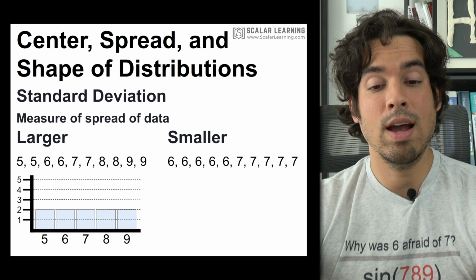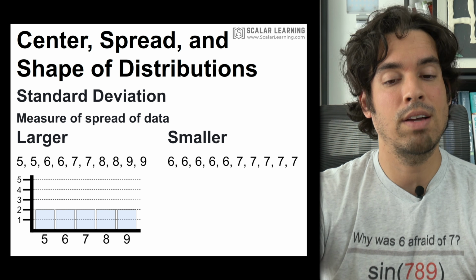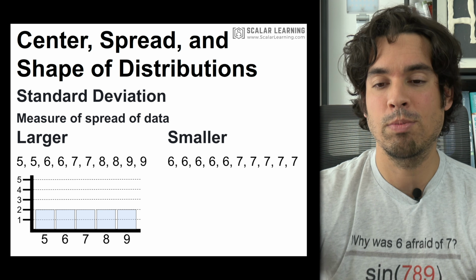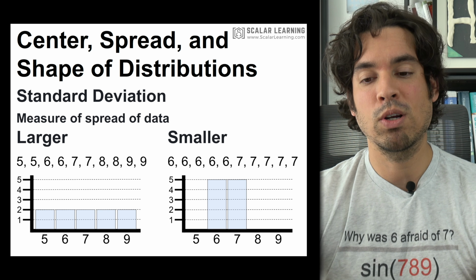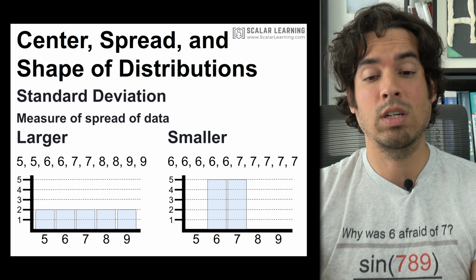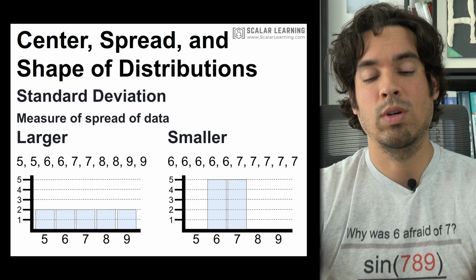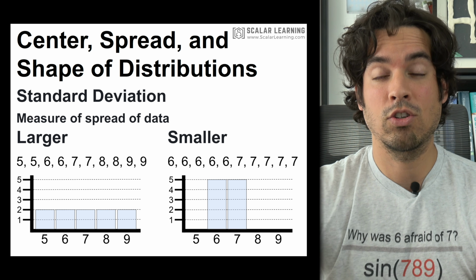And now what does the graph look like of the larger standard deviation? Look at that nice even spread across the 5, 6, 7, 8, 9. It's very equally distributed versus here, it's all bunched together at 6 and 7. So again, standard deviation is that spread. When it's a smaller spread, it's a smaller standard deviation, and vice versa. When it's more spread out, it's a larger standard deviation.